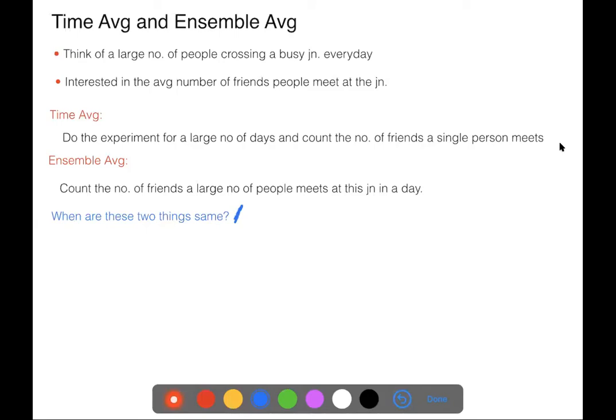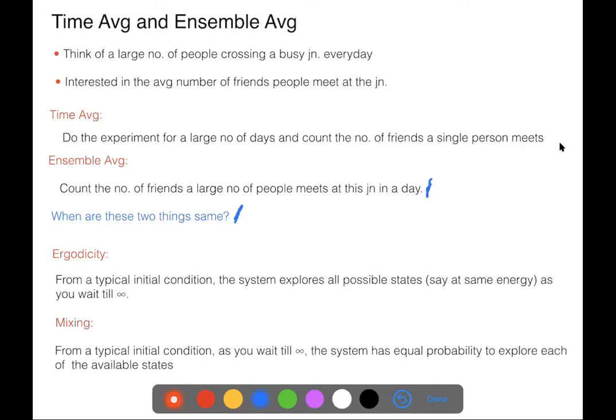Maybe for friends it's the same, but maybe if you are looking at the average number of accidents at the junction, it's probably not the same, because if you have an accident, for example, you might die, and I cannot continue the experiment for the next days. So doing this experiment for a large number of days while you are having accidents at some rates can be an issue. Whereas if I do it with a large number of people, I will probably not have these issues. So there are cases when these things can be the same. There are cases when these things can be different.